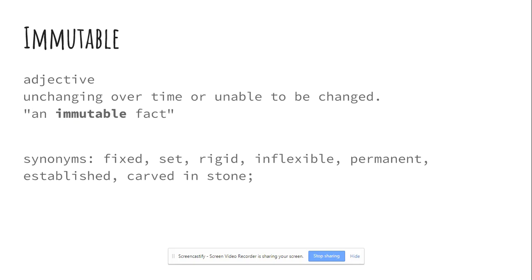She was very pale. Immutable, it's an adjective, and it means unchanging over time, or you can't change it. It's not possible. So, for example, an immutable fact. The fact is the noun, and immutable is describing it. So, saying that the fact cannot change over time.